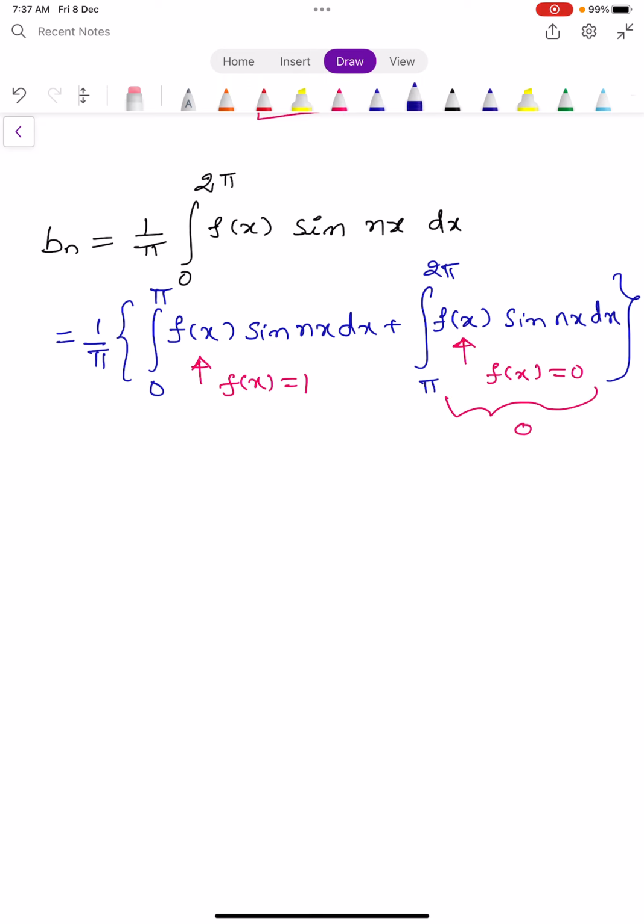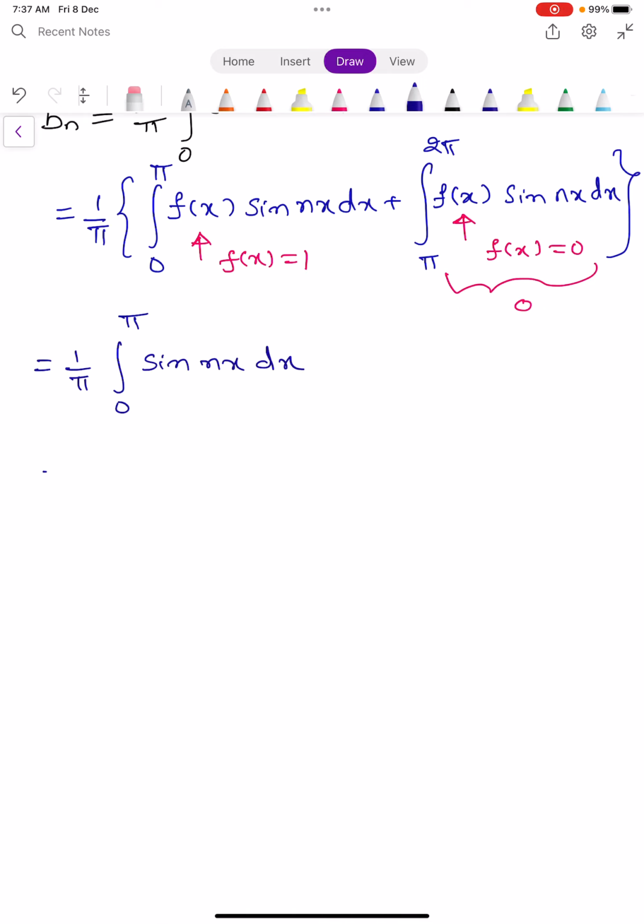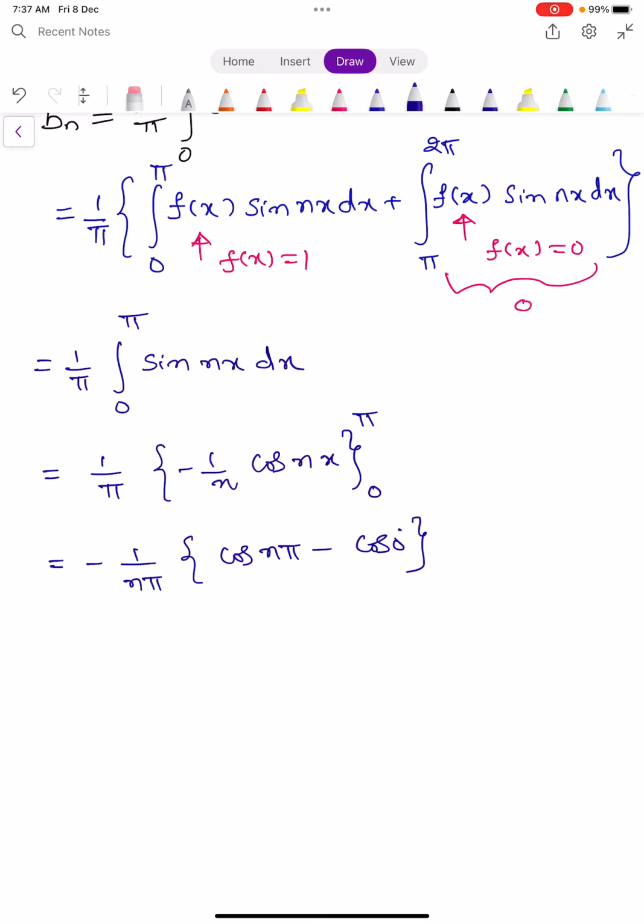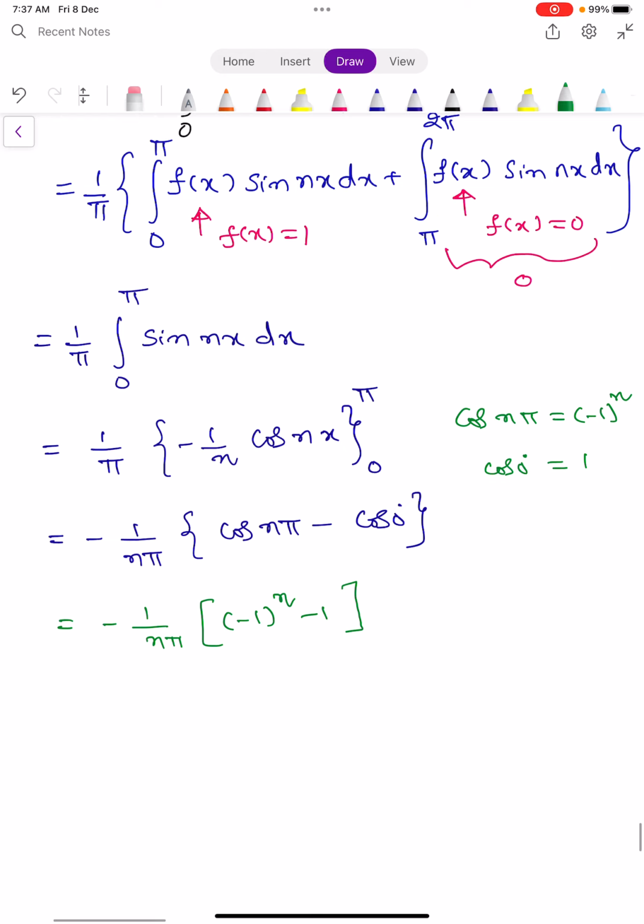So we get 1 by pi integral 0 to pi sine nx dx. Integral of sine nx is minus 1 by n cos nx. 1 by pi minus 1 by n cos nx, limits 0 to pi. So you simply get minus 1 by n pi, upper limit cos n pi minus lower limit cos 0 degrees. We know that cos n pi is equals to minus 1 power n, cos 0 degrees is equals to 1. So applying that, minus 1 by n pi, minus 1 power n minus 1.